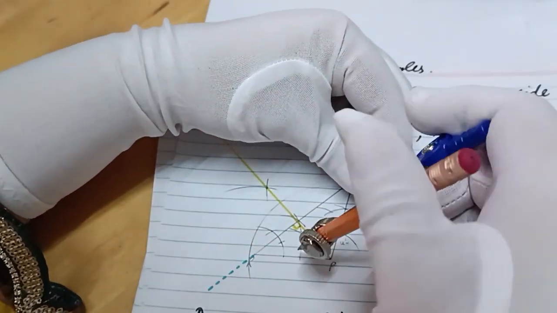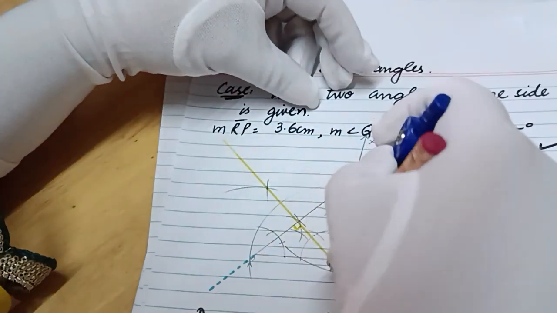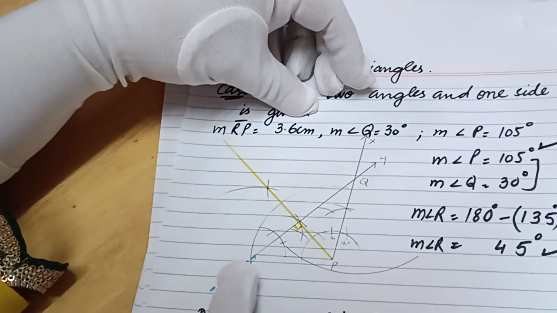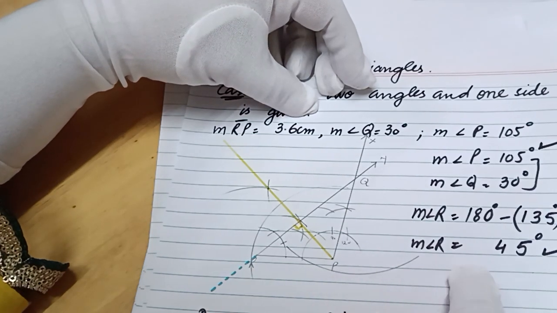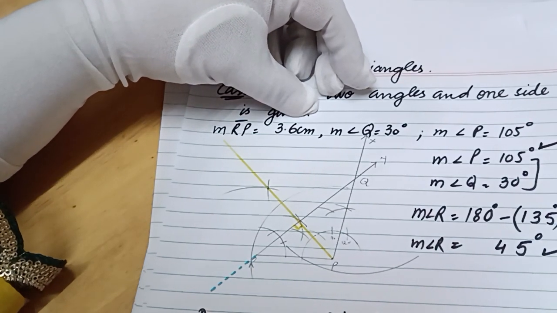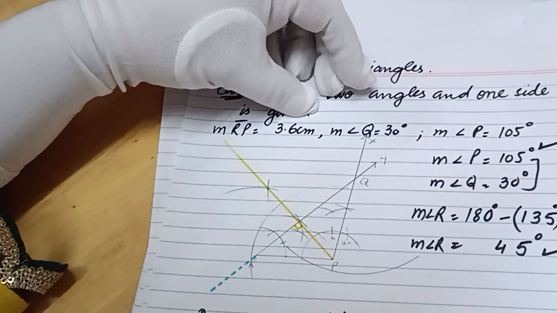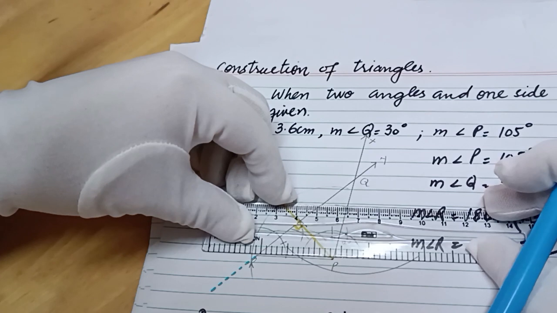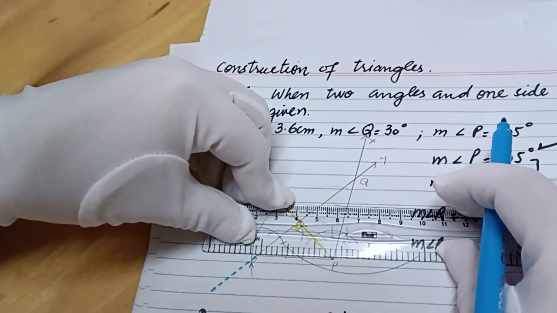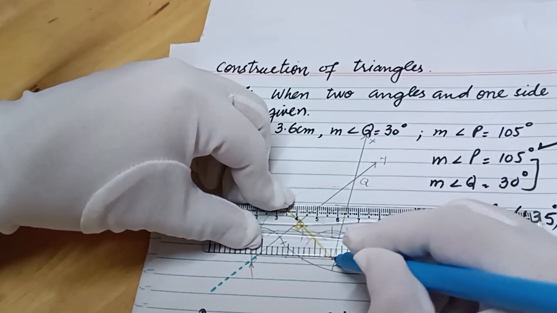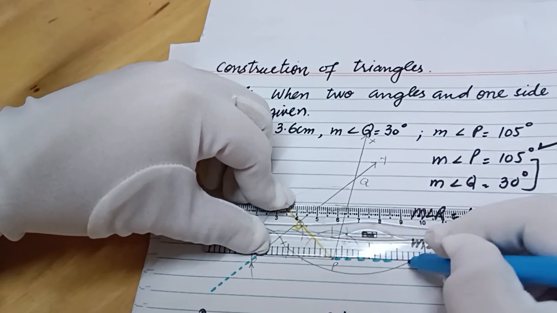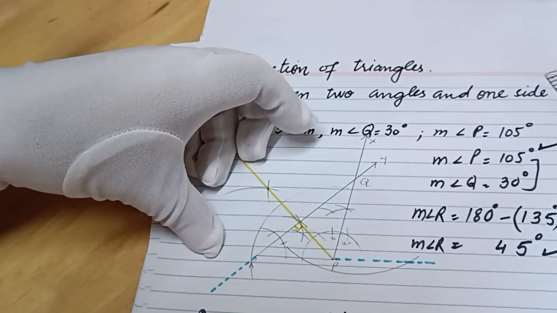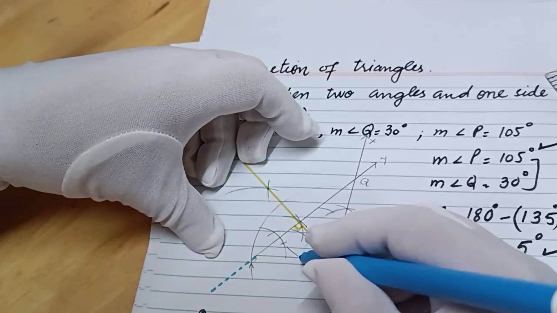So open the compass a little more than this, and then rotate the compass to make an arc. The arc is done, but it needs the extension of the RP line. So we will do the extension with blue color every time. So this length is extended, like this. We must check that it's touching the arc. So the arc is giving this point and this point.